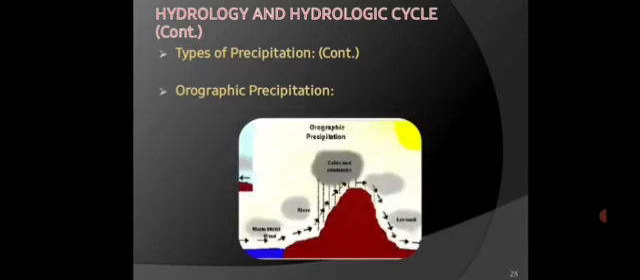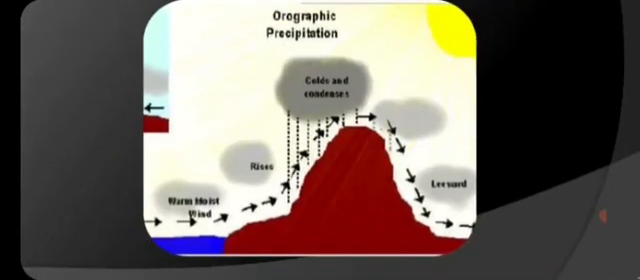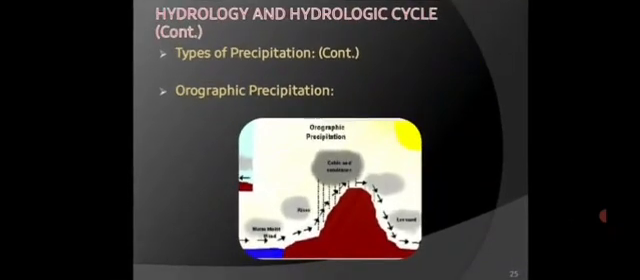So, this orographic precipitation happens in mountainous regions where the warm air is lifted and raised up due to the mountain, and on that side only, the windward side, the condensation happens and rainfall occurs on the windward side.